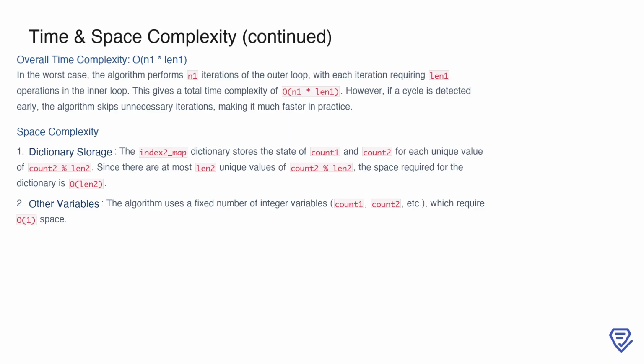Now, turning to space complexity, the most significant contributor is the index2_map dictionary. This dictionary stores the values of count1 and count2 corresponding to each unique value of count2 % len2. Since there can only be at most len2 unique values for count2 % len2, the total space required for the dictionary is O(len2). Besides the dictionary, the algorithm uses a fixed number of integer variables such as count1 and count2, which require constant space of O(1). Therefore, the space complexity is primarily determined by the dictionary, and the overall space requirement is proportional to len2.